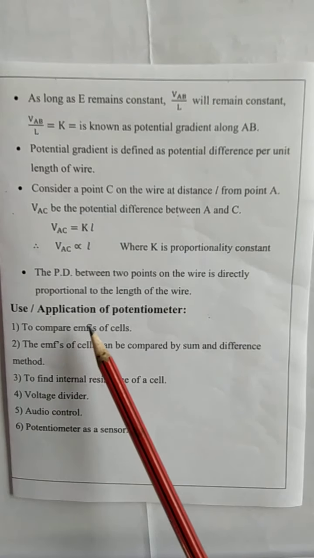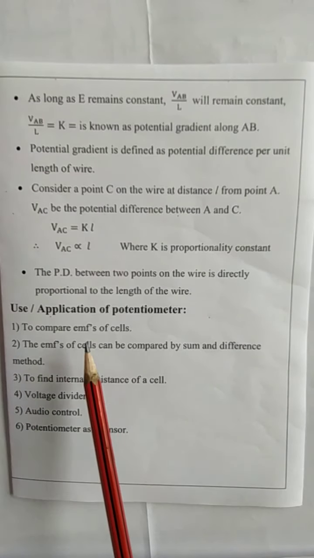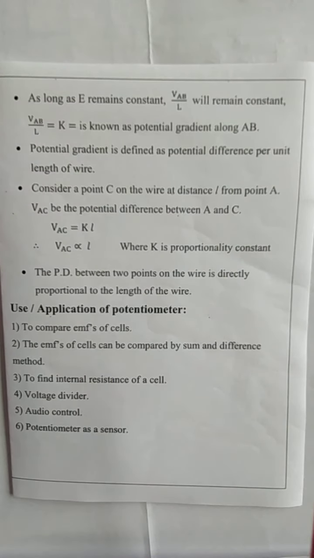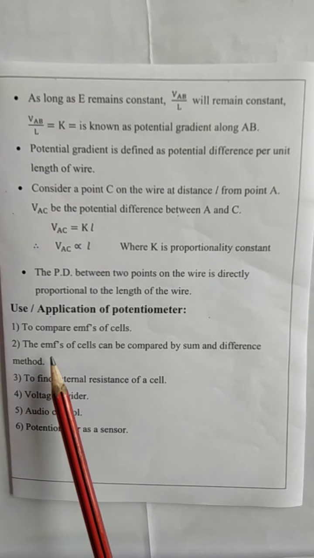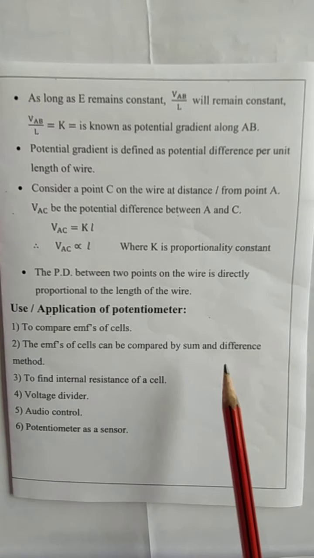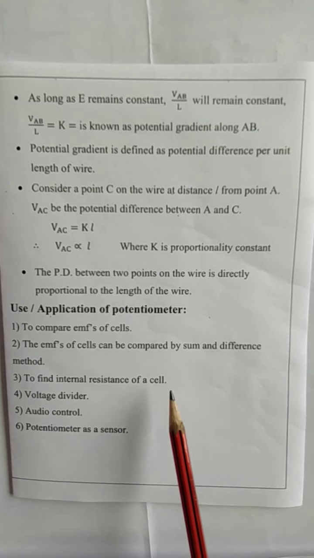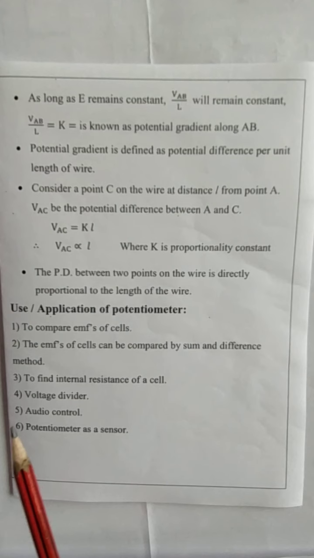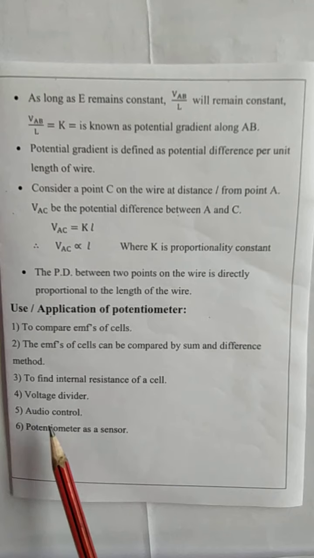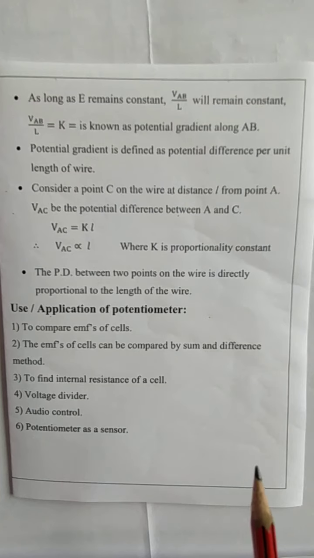Now the uses or applications of potentiometer. The first use is to compare the EMF of cells. The second use is that the EMF of cells can be compared by the sum and difference method. Third, to find the internal resistance of a cell. Fourth, voltage divider. Fifth, audio control. And sixth, potentiometer as a sensor.